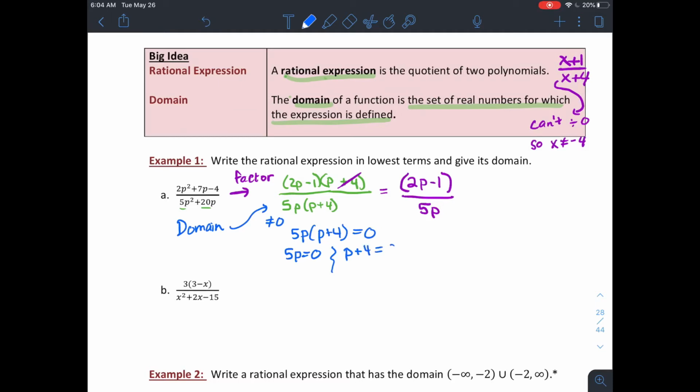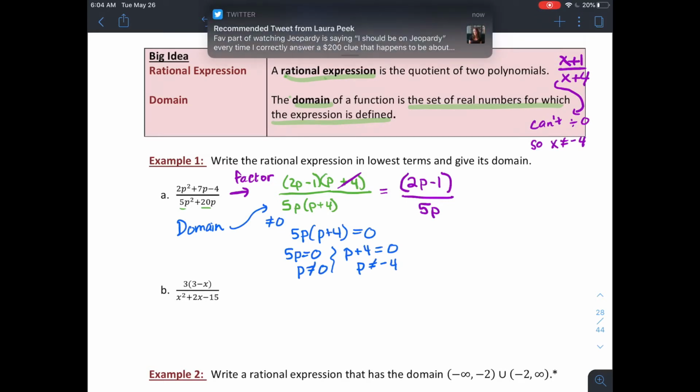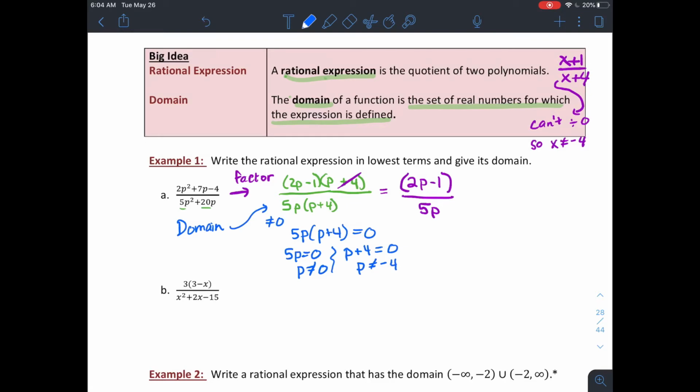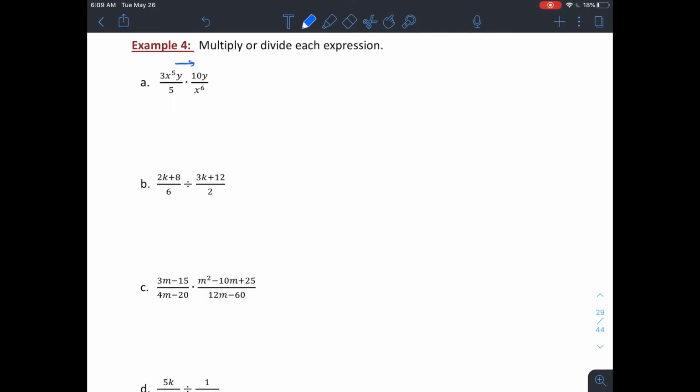So if either of those two factors equals 0, the bottom will equal 0, which means that you can't actually have p equals 0 or p equals -4, because those make each of your factors equal to 0 and would make your denominator equal to 0. So you can say all real numbers except 0 and -4, or you can use our interval notation and say everything from -infinity up to -4, skip over -4 itself, up to 0, skip over 0, and then 0 to infinity.